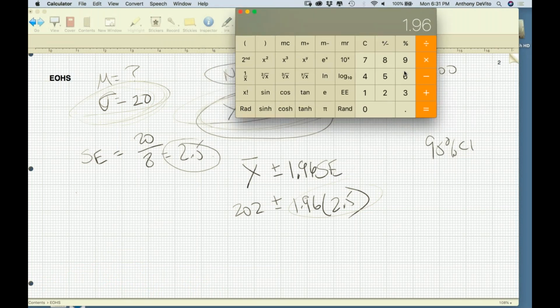I'd ask you guys to do it, but you're always too slow, so I'm impatient. Okay, so I'm going to put that into numbers. I'm going to take 202 minus that margin of error, and that equals 197.1.